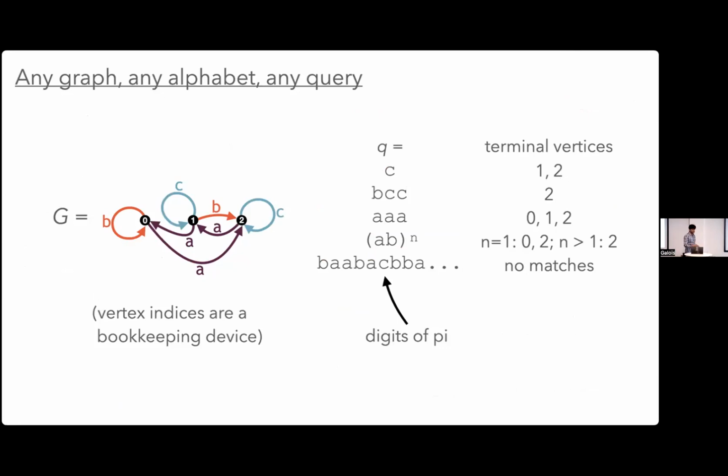So here I have an example of a graph on the left, and then I have some query examples on the right, along with the terminal vertices and matches. I've included three perhaps pedestrian queries, C, B, C, C, A, A, A, and their terminal vertices. Then I've included a couple of more exotic ones. There's AB, an arbitrary number of times. There will always be a match to AB because of that cycle between vertices 1 and 2 on the left. Also included the digits of pi in binary where A is 0 and B is 1. And while several of the characters at the beginning will match, we'll ultimately find that you don't match the digits of pi exactly in this graph.